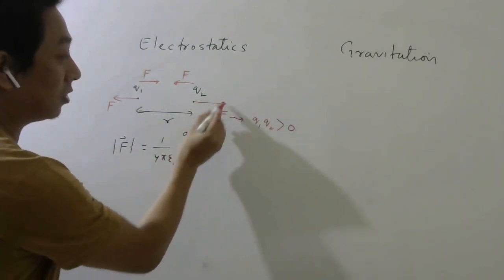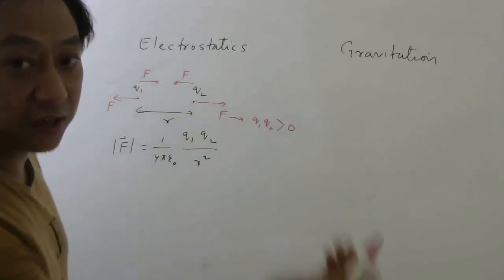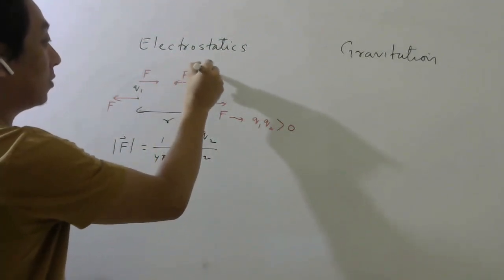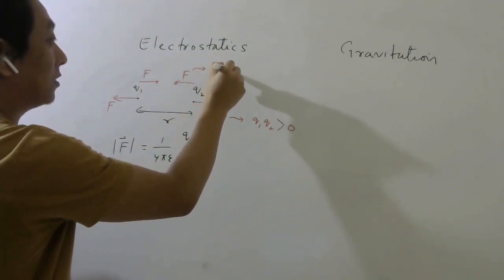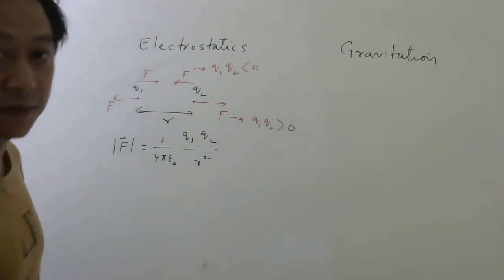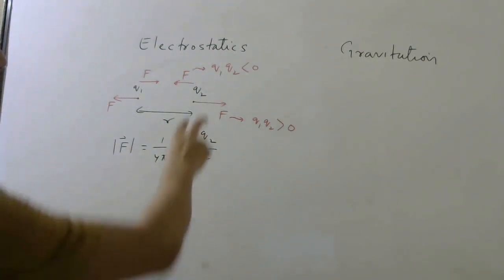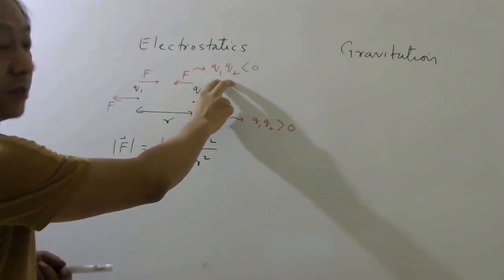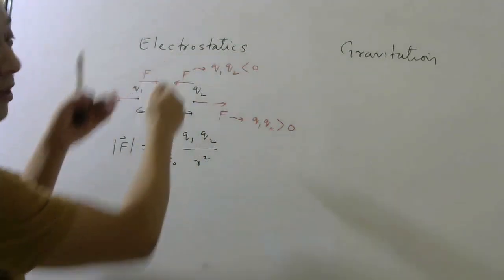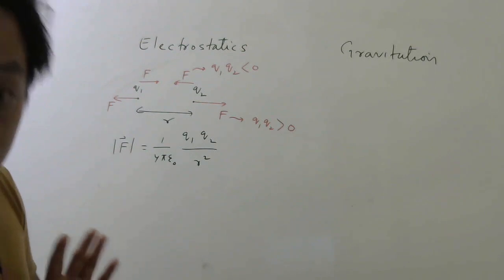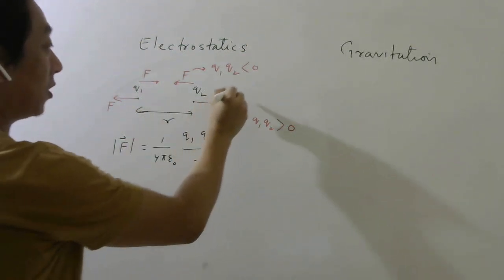So this is for product of charges greater than 0, and this attractive force will happen for product of charges less than 0, because one charge is positive, the other charge will be negative. So product will be negative. Negative means less than 0. So it will be attractive. But magnitude is given by this formula. So this is for point charges.